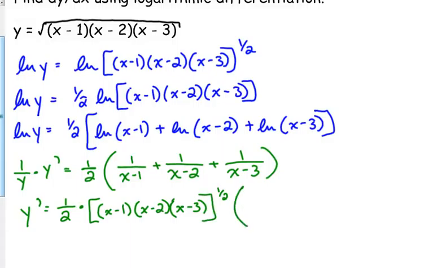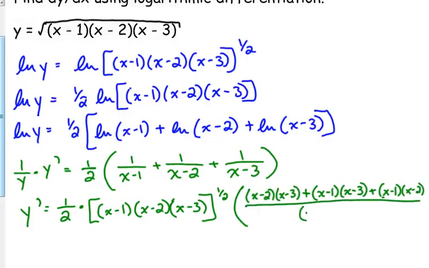Finished, right? Still got to put this other stuff. Now, if you look ahead a little bit, if you look at your answer choices, you can see that your answer choices will not have this plus this plus this plus this. It's going to have one single answer. So how about we add these three together by getting a common denominator. So the first one is missing the x minus 2 times the x minus 3. The second one is missing the x minus 1 times the x minus 3. The third one is missing the x minus 1 times x minus 2. The bottom is the common denominator, x minus 1, x minus 2, x minus 3.